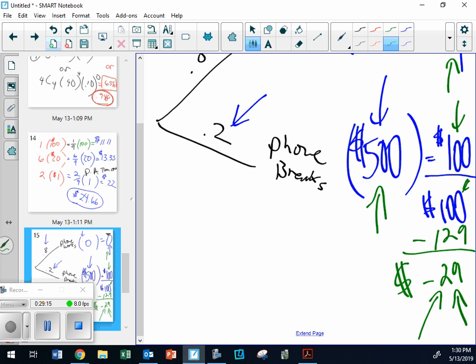At least I know what the peace of mind is costing me: on average I'm going to lose $29 over the course of two years. That's about $15 a year for peace of mind. People do that all the time.